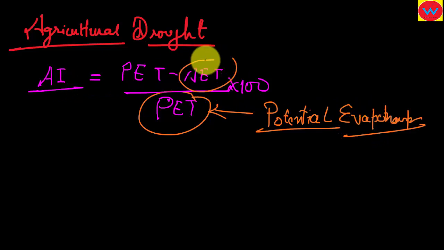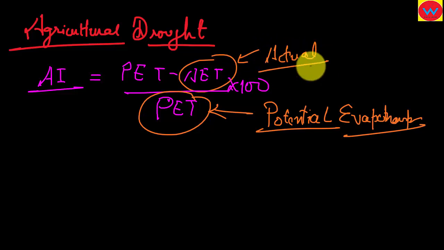AET is actual evapotranspiration, that is how much water has been available, or how much soil moisture has been used by the roots of the plant. So we define agricultural drought based on such values of AI.